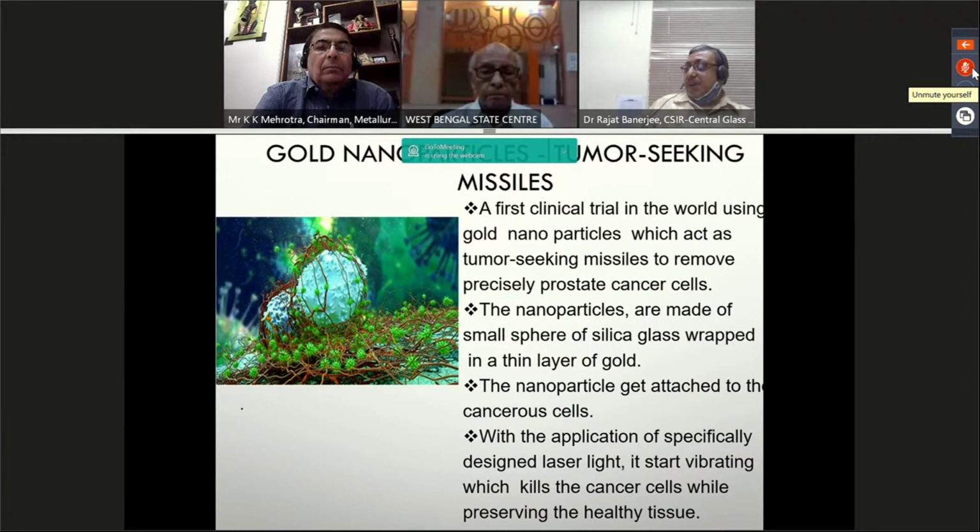Gold nanoparticle tumor-seeking missile: a first clinical trial in the world using gold nanoparticles which act as a tumor-seeking missile to remove prostate cancer cells precisely. The nanoparticles are made up of small spheres of silica glass wrapped in a thin layer of gold. The nanoparticle gets attached to the cancerous cell. With the application of specifically designed laser light, it starts vibrating, which kills the cancer cell while preserving the healthy tissue.